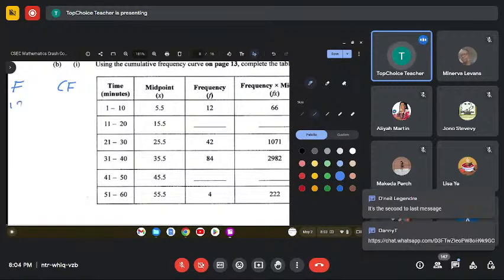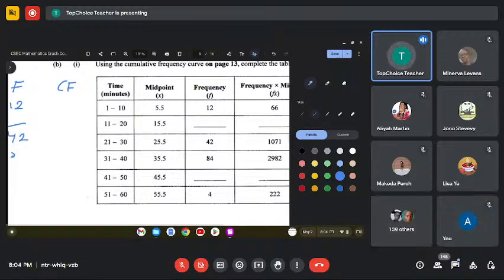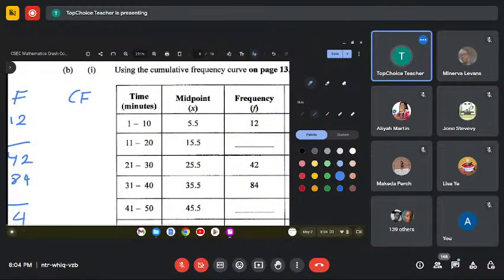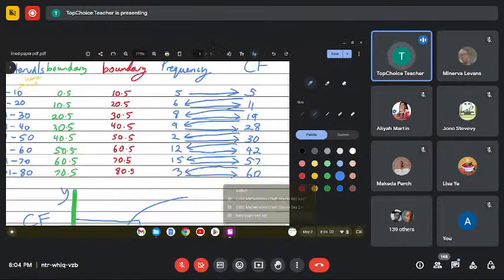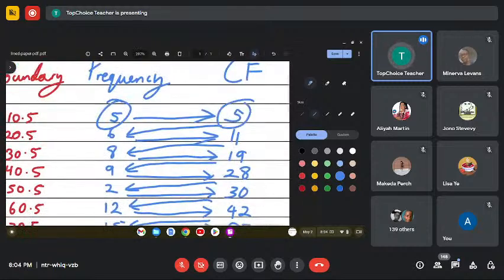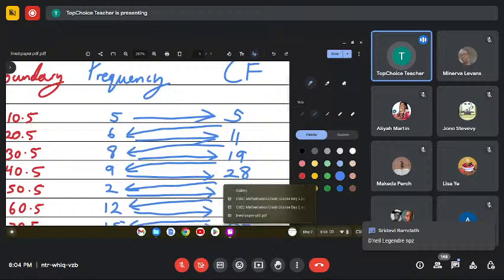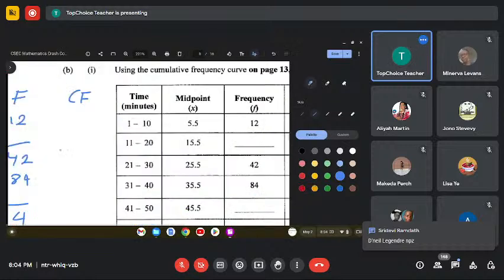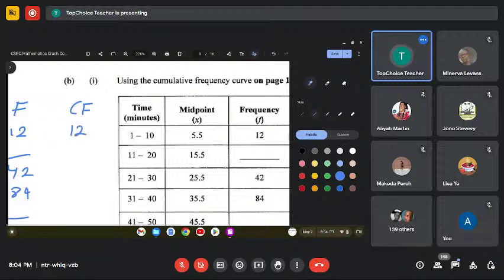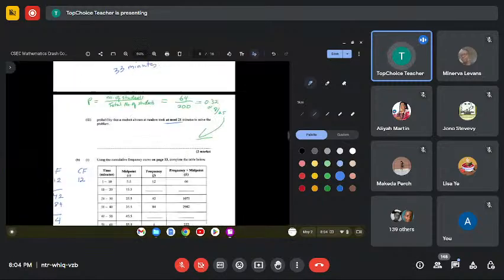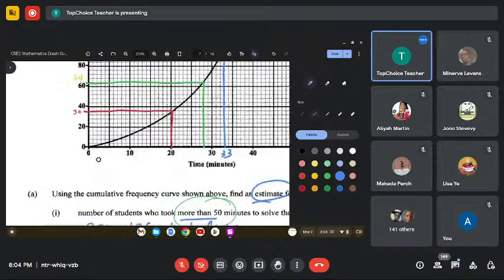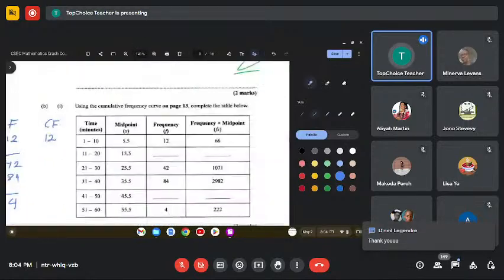Notice for frequency, they gave us a few. So we know this one is 12. We don't know this one here. This one is 42. This one is 84. This one we don't know. And this one is 4. In any graph, the first frequency value is always the first cumulative frequency value. I don't know if you'll ever notice that trend, but it always holds. So my first cumulative frequency is going to be 12. My second cumulative frequency value that I read off the graph was 36, so I'm going to put that 36 here.